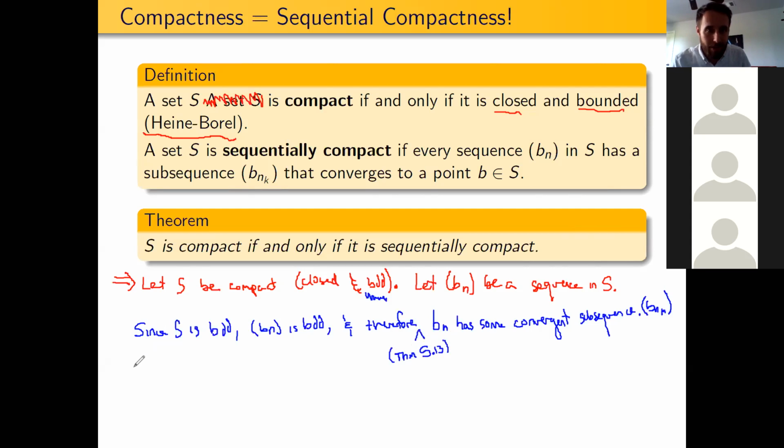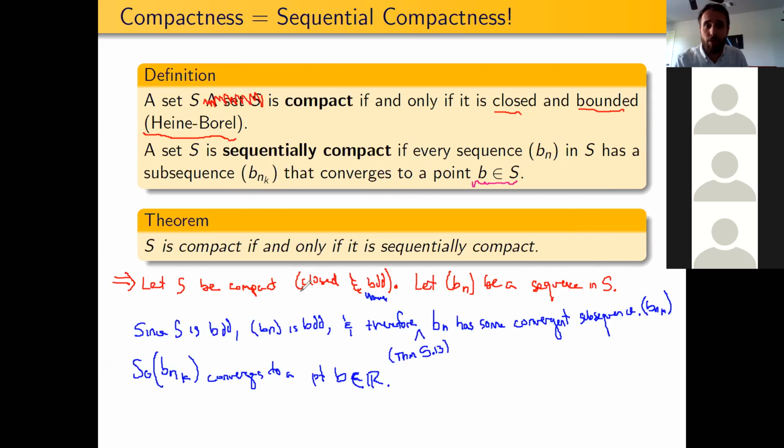So the subsequence B sub n sub k converges to a point B. And B is a real number, of course, because we're working in the real numbers. But what we don't yet know is whether or not B is actually an element of S. So we know that there's a subsequence that converges to a point in R. We don't actually know yet that it is in S.